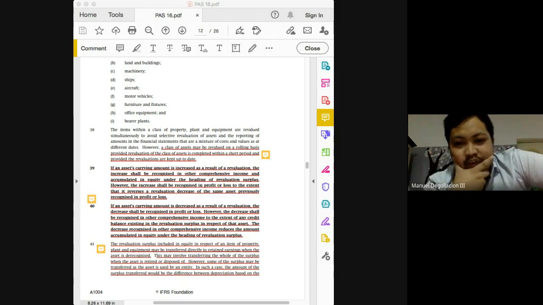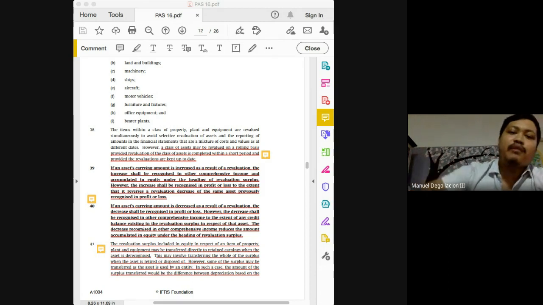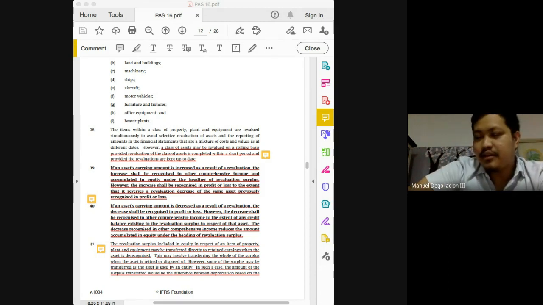Continuing here, however, the decrease shall be recognized in other comprehensive income to the extent of any credit balance existing in the revaluation surplus in respect of the asset. The decrease recognized in other comprehensive income reduces the amount accumulated in equity under the heading of revaluation surplus. What makes paragraph 39 and 40 confusing, class, would be the treatment for reversals.